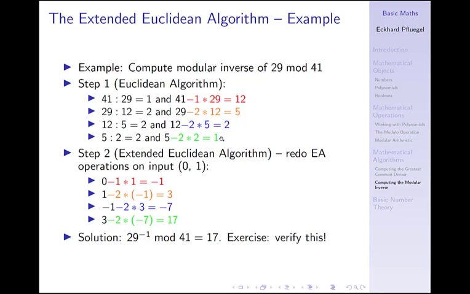Okay, so what we've done now is we have actually asserted that the GCD is 1. So 29 and 41 are coprime, and that's the essential precondition for the existence of the modular inverse. So that's good news, basically. So now we can continue, and how does it work? Basically, step 2 is very much oriented by step 1. If you had 4 rows in step 1, you will also have 4 rows in step 2.